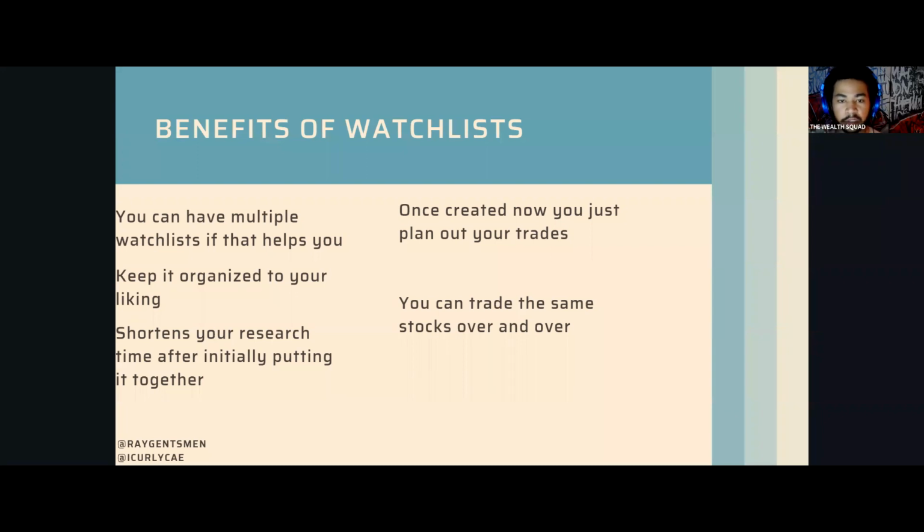It also shortens your research time. After you initially compile this watch list, you can just trade the same stocks over and over. Once you've created it, you just plan out your trades and use those same stocks over and over. That's what some people like to do. They don't like to jump from stock to stock or see what's running in pre-market and just pick those stocks. They'd rather trade something they're familiar with and have studied over a period of time. As well, some people don't just trade options, they also buy and hold stocks, or maybe swing trade.